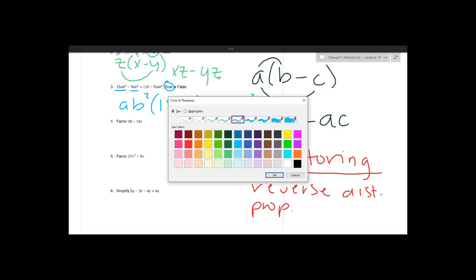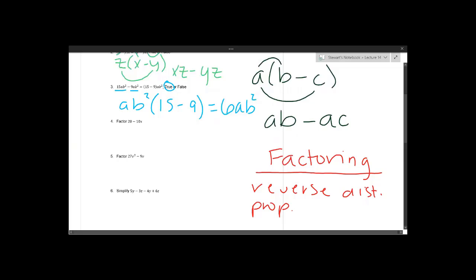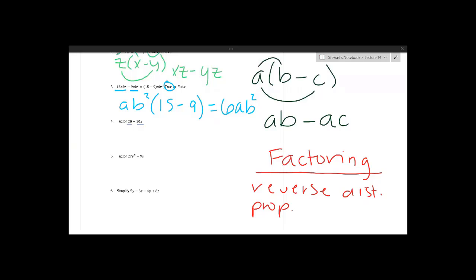Okay, so now it says factor 20 minus 10x. Okay, so if we're factoring 20 minus 10x, we have to think about what 20 and what 10x both have in common. 20 doesn't have an x multiplied to it, whereas the 10x does. So we can't do anything with the variable. However, we know that 10 is divisible by 10, and so is 20. 20 is also divisible by 10.